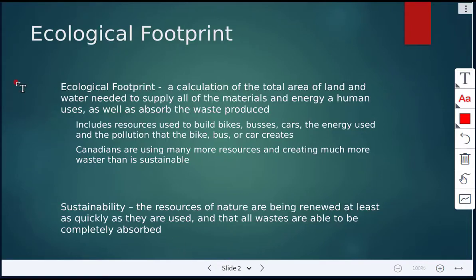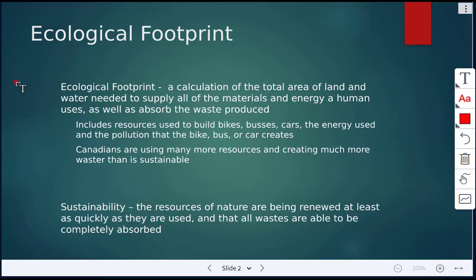All right, so firstly, there is something called the ecological footprint, and this is a calculation that can be made. It's a calculation of the total area of land and water needed to supply all of the materials and energy a human uses, as well as absorb the waste produced. So when this ecological footprint is calculated, it includes resources. For example, it'll include all the resources used to build bikes, buses, cars, as well as the energy used and the pollution that the bike, the bus, or the car creates.